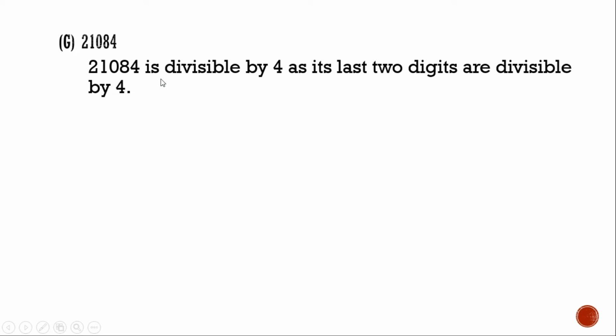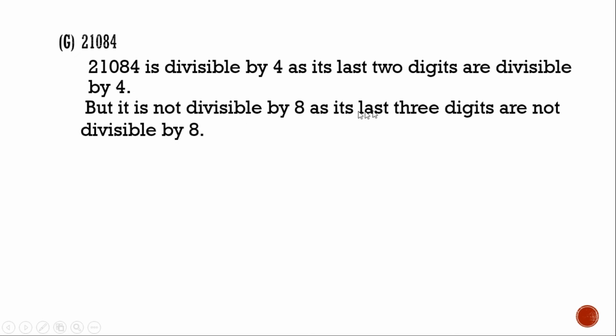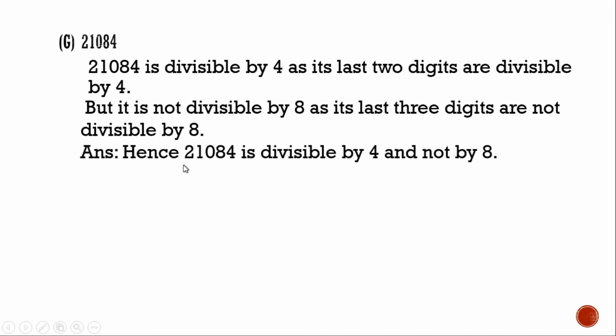Okay, then what about 8? The last three digits are 0, 8, 4. When you divide, you will come to know that you will get a remainder for this. So this is not divisible by 8, as its last three digits are not divisible by 8. So, what is your answer? Hence, the given number is divisible by 4 and not by 8.